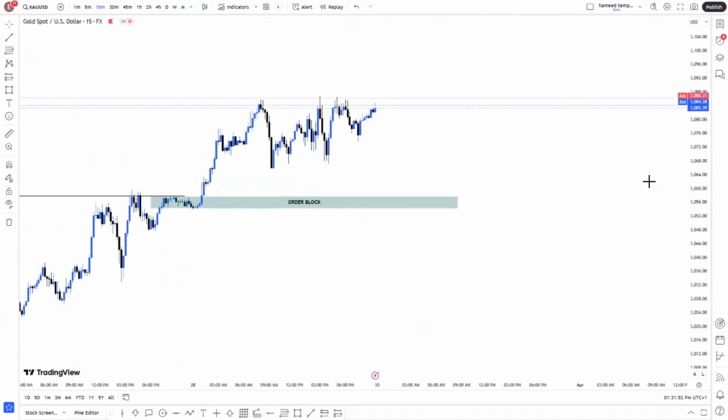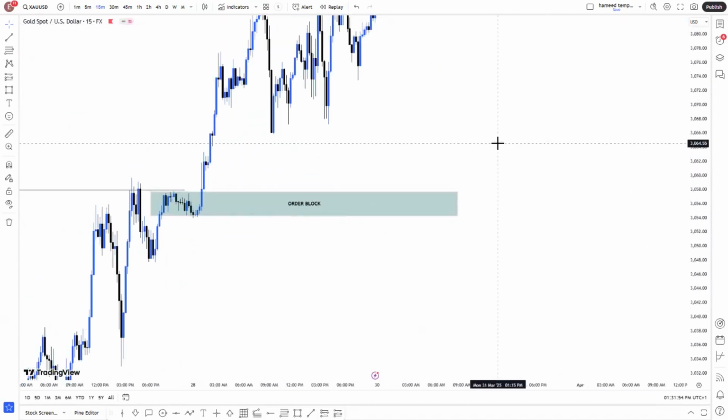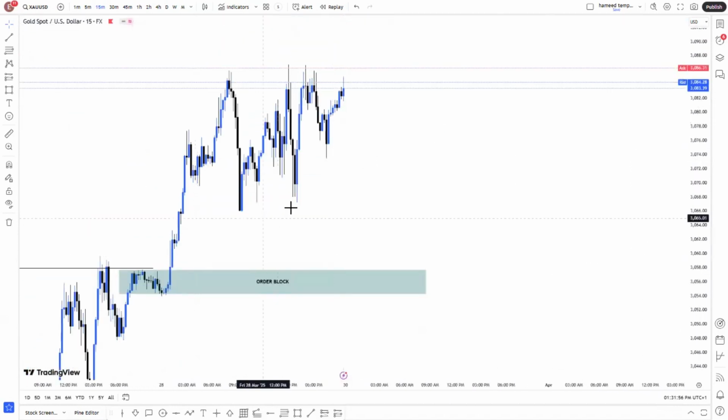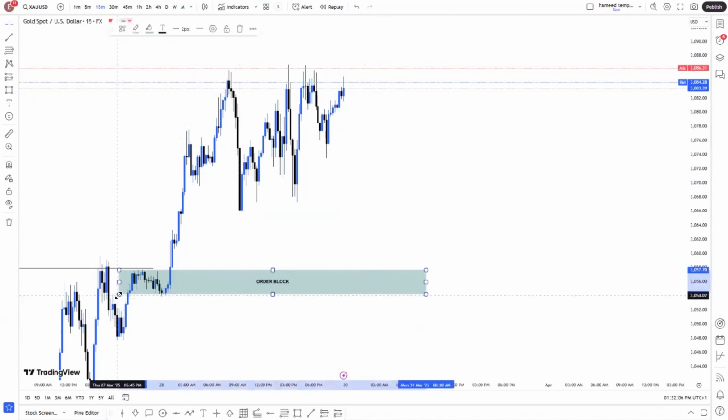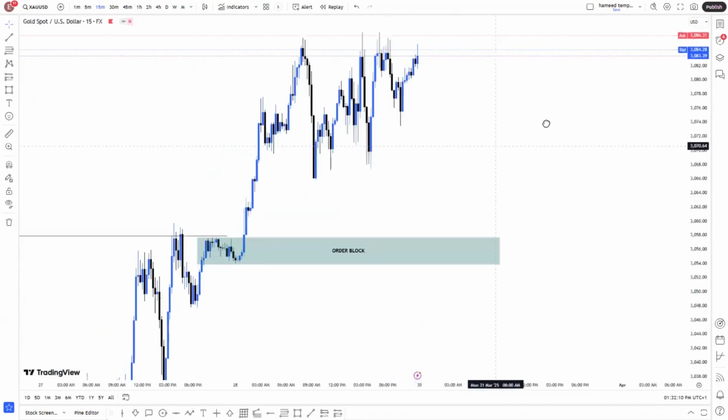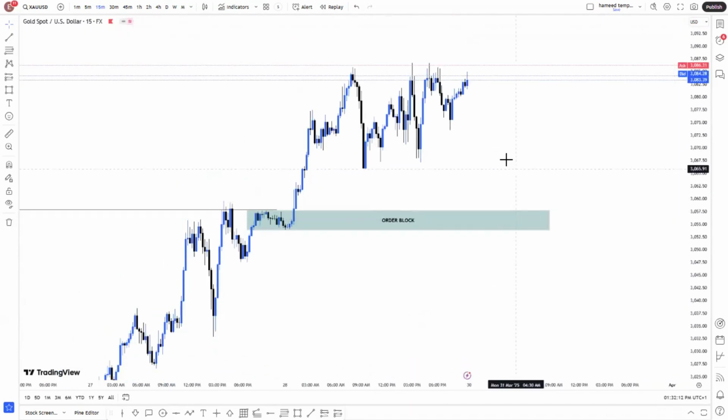All right. So this will serve as my liquidity. Market will create more when coming to the downside. Then I'll be looking forward to take trade from here. I'm not taking aggressive entry. I'll be waiting for confirmation before I take my entry here.